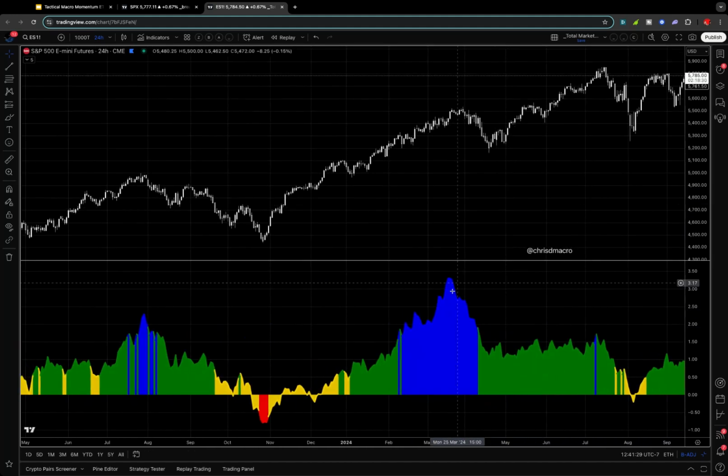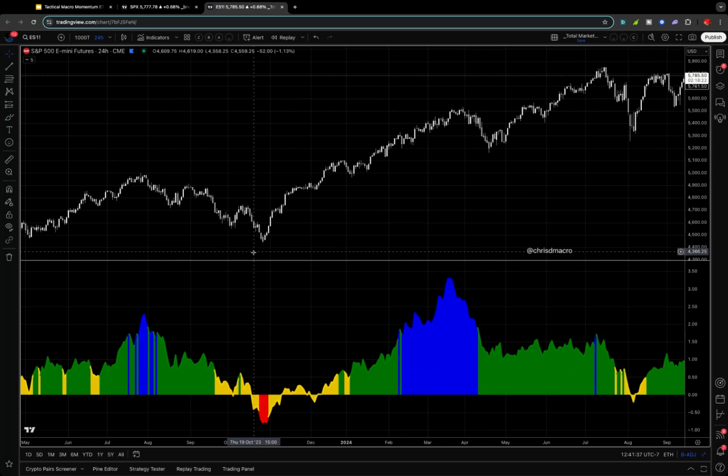We'll take a look at this one over here of February to April of 2024. It bottoms in October 2023, after a quarter of selling, and it just goes up almost day after day after day after day. We go from 4,500 to 5,500, so like a 20-something percent move higher.